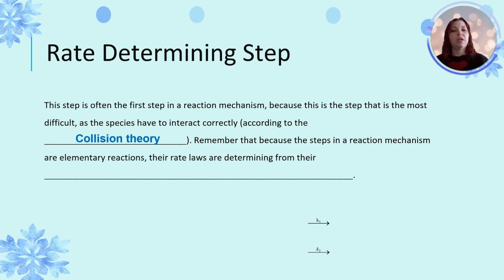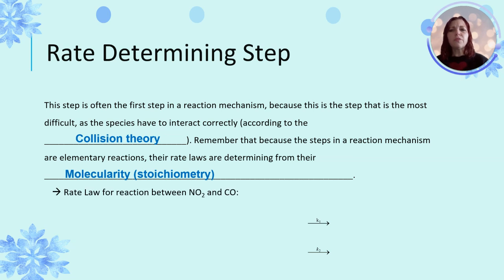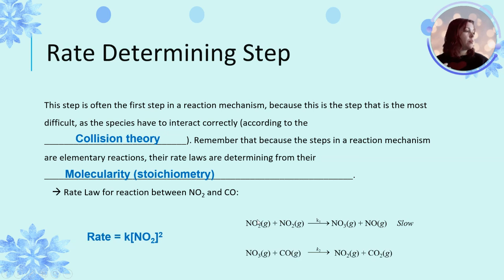So remember that because the steps in a reaction mechanism are elementary reactions, their rate laws are determined from their molecularity, which is stoichiometry, right? So in other words, because these are elementary steps, you can use the coefficients to determine the rate law. So if we look at the reaction between NO2 and CO, which I believe is the same one that we looked at in topic 5.7, we have our first step, which is slow, and our second step, which is not marked here, but we do have the first step marked as being slow.